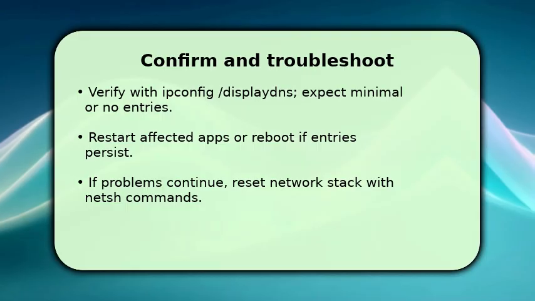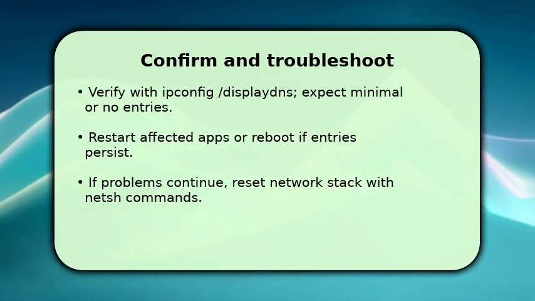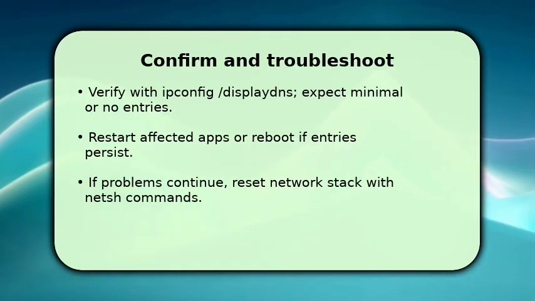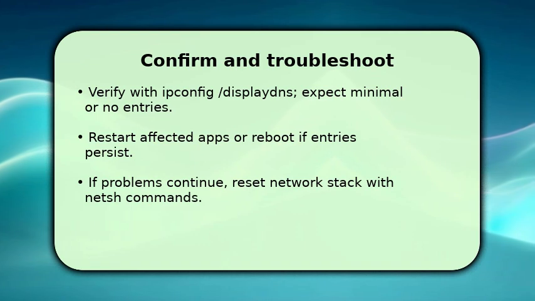Troubleshooting tip: if flushing fails, run netsh int ip reset and netsh winsock reset, then reboot. This resets the network stack and often resolves stubborn DNS or connectivity problems.